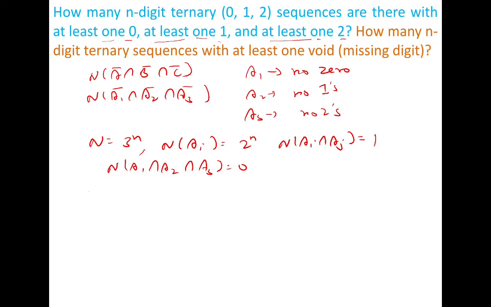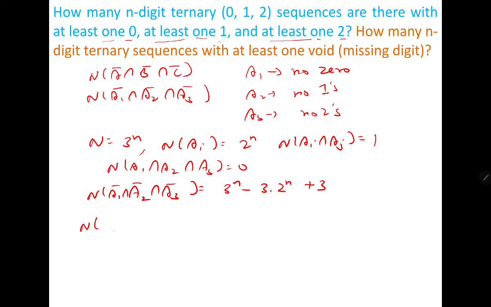And now if you substitute the values, then n of A1 bar intersection A2 bar intersection A3 bar is 3 raised to the power n minus 3 dot 2 raised to the power n plus 3. The next part asks how many ternary sequences have at least one void, so one missing digit. Missing digit means 0 can be missing, 1 can be missing or 2 can be missing, but it is also possible both 0 and 1 are missing.